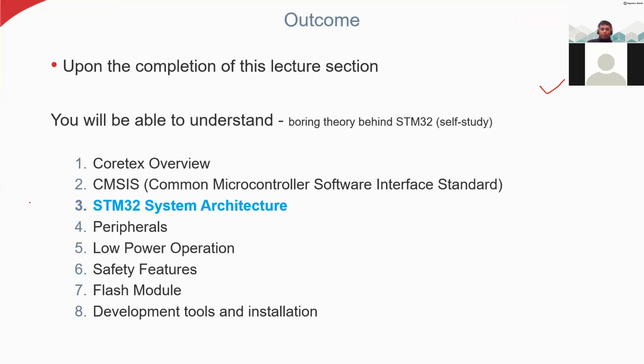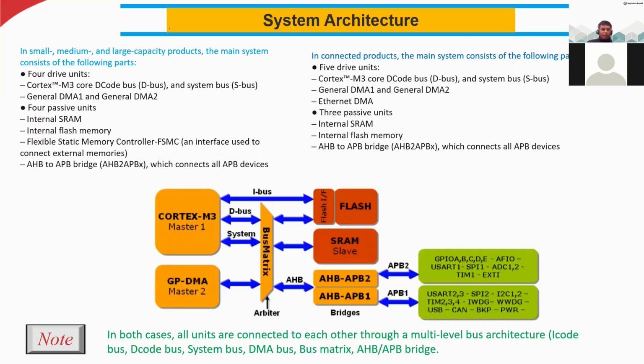The next topic we have to see is STM32 system architecture. We had already seen the system architecture in the previous lecture, but that was the most general system architecture. Now we will see a little more specific, two different types of system architecture. The first one is in small, medium, and large scale capacity products.